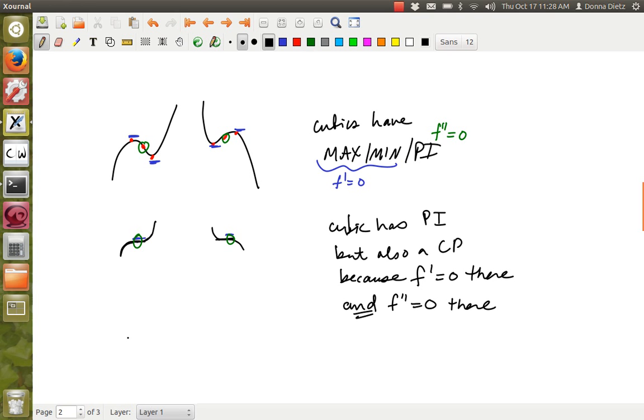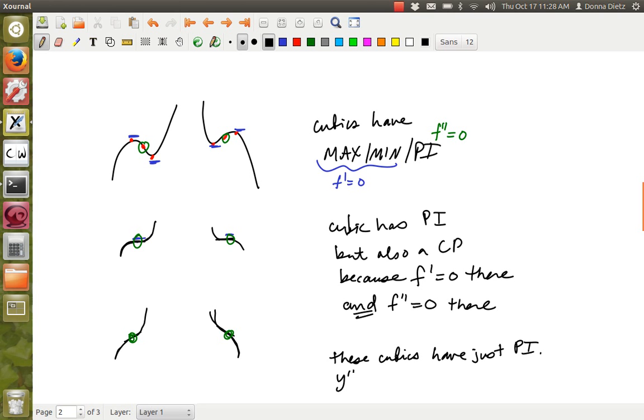And finally, you can have a cubic where you're just going strictly up or strictly down, like this. And they're still symmetric, but these little blue lines disappear. There are no maxes and mins. But you have to have a point of inflection. Okay? And so these cubics have just a point of inflection.